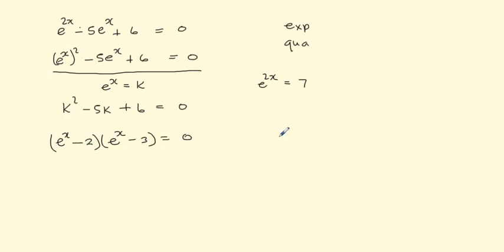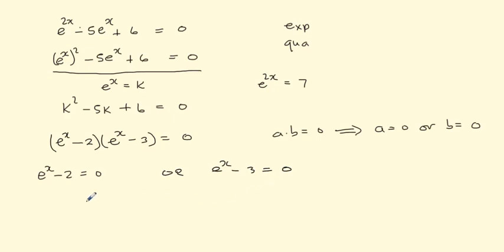So at a point whereby you've got two numbers a times b equal to 0, which you know means a equals 0 or b equals 0. Then if that's the case, you simply say e to the power of x minus 2 equals 0, or e to the power of x minus 3 equals 0. Then in this case, we can make e to the power of x the subject in order to arrive at an equation of this type.